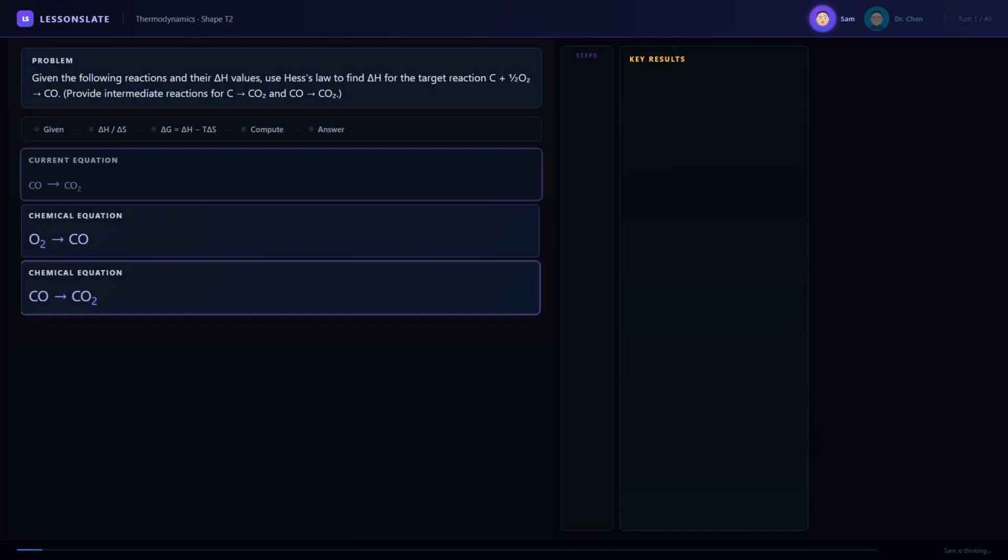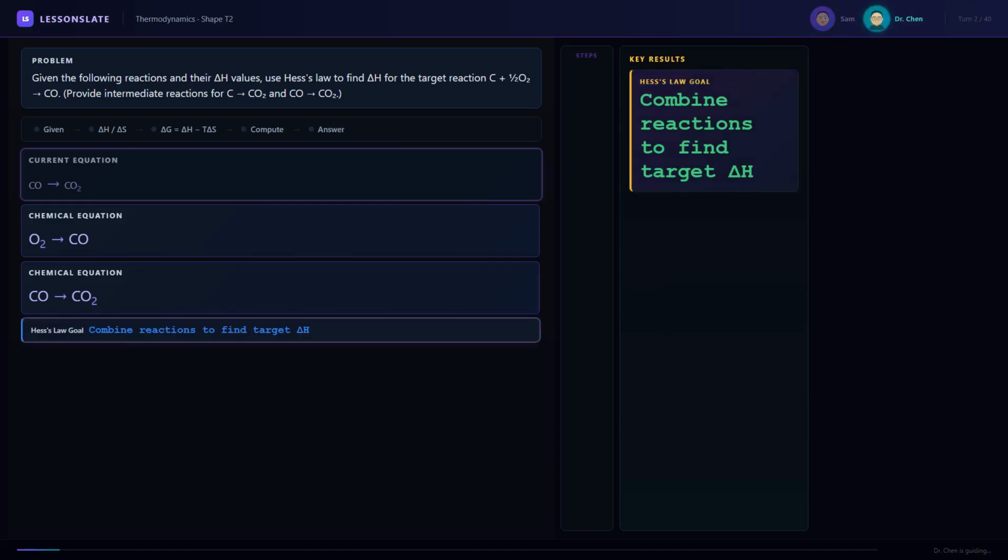Dr. Chen, I'm really scratching my head over this one. The problem wants me to use Hess's law to find delta H for the target reaction, carbon plus 1/2 O2 yields carbon monoxide, given some reactions and their delta H values, and also to provide intermediate reactions for carbon yields carbon dioxide and carbon monoxide yields carbon dioxide. I'm just blanking on how to even start this. Which piece do we usually reach for first with these kinds of problems?